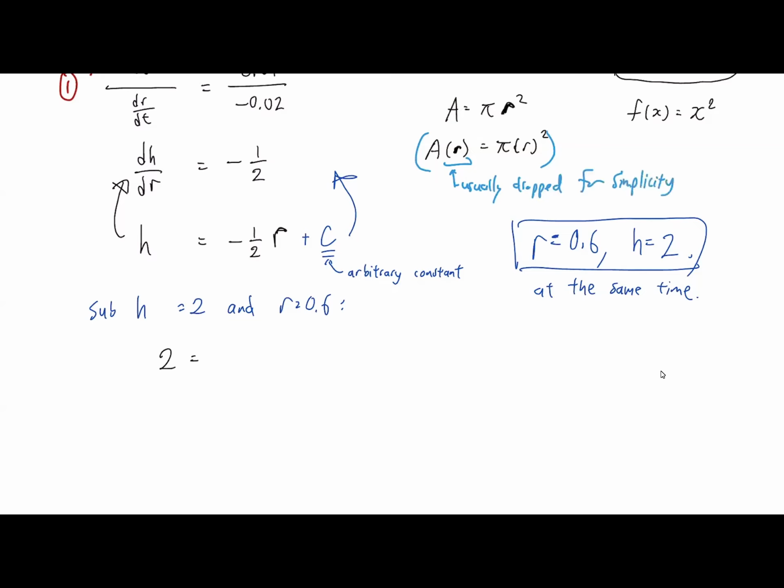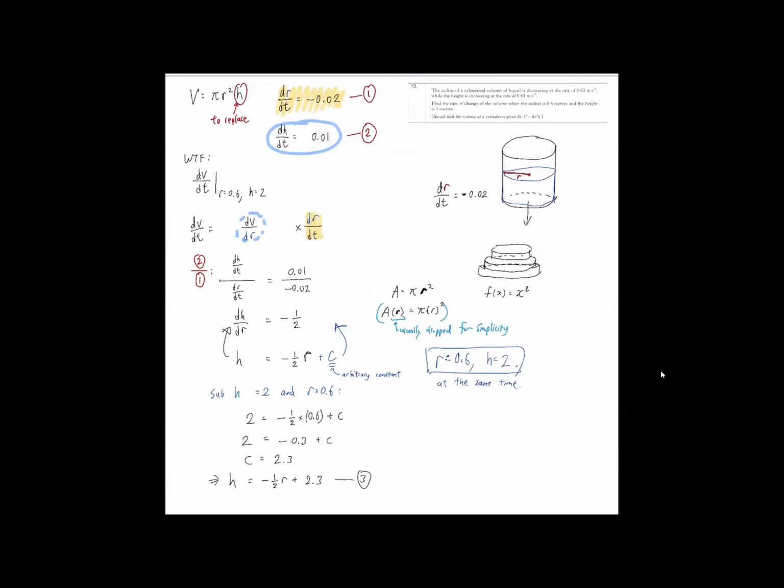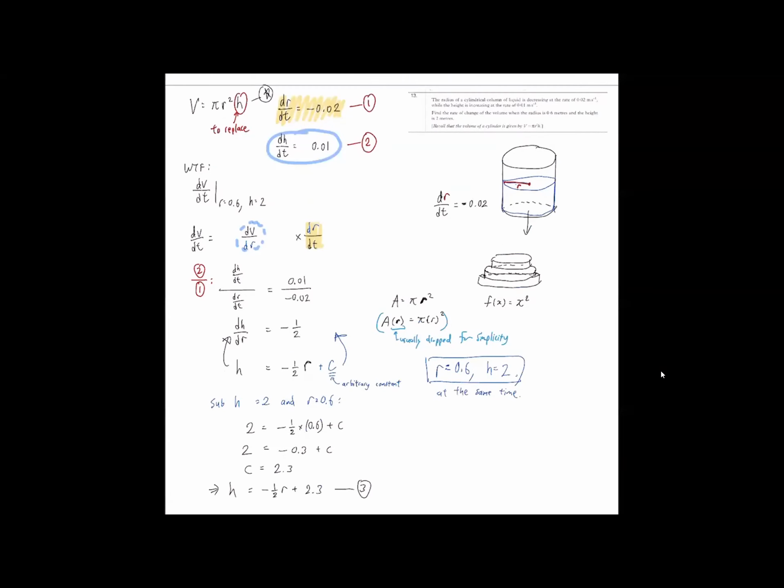Okay, so after we sub in h equals 2, r equals 0.6, let's see what we get. Negative half times 0.6 plus c. 0.6 over 2 is 0.3, so negative 0.3 plus c. So therefore c equals 2 plus 0.3, 2.3. This implies h equals negative half r plus 2.3. Let's call this equation 3. Okay. Then from there, I didn't label it. Let's just call this star. Now we will sub 3 into star. Let me copy down equation star first.